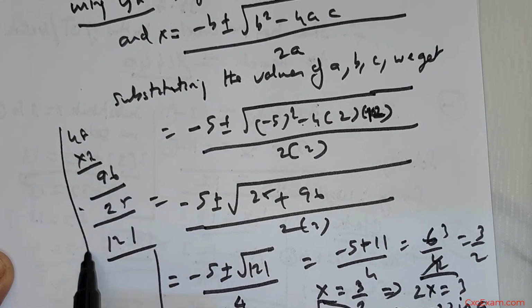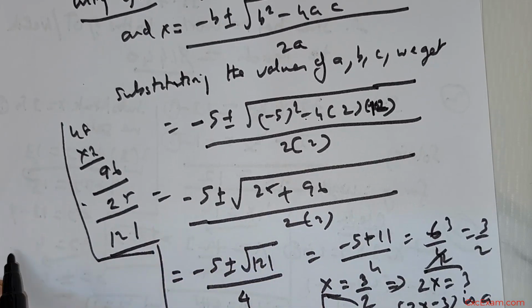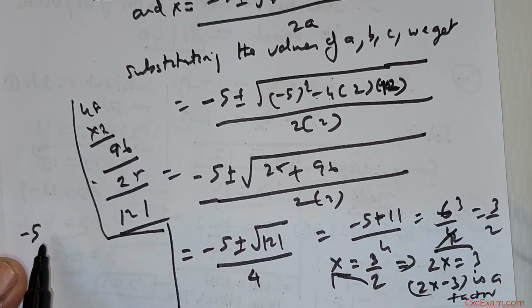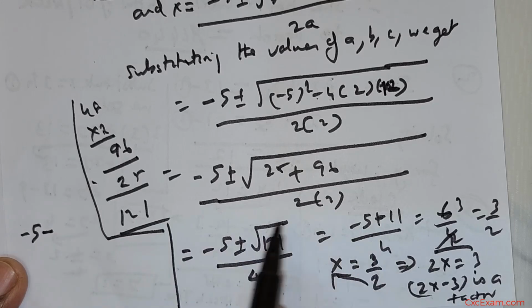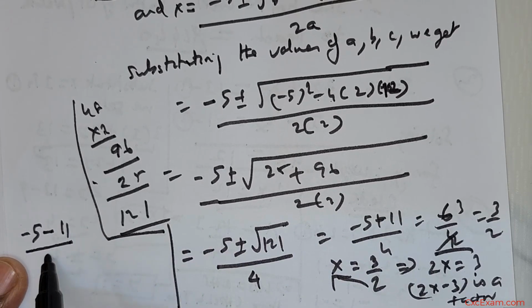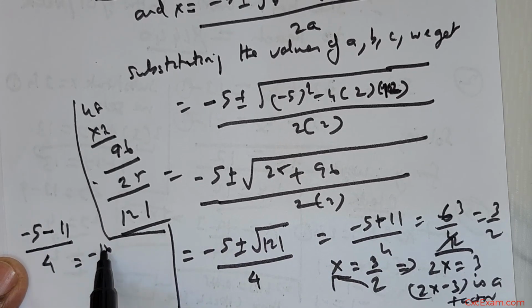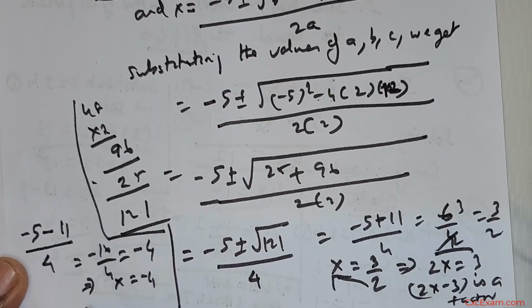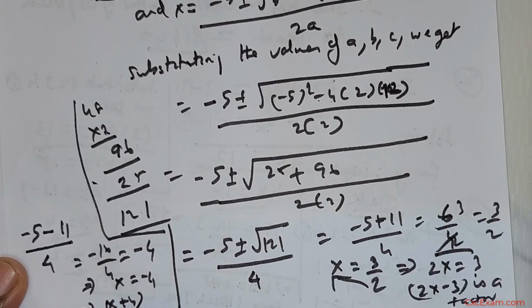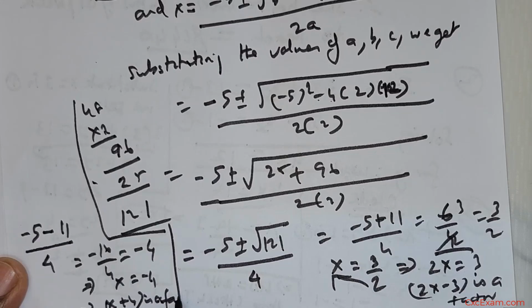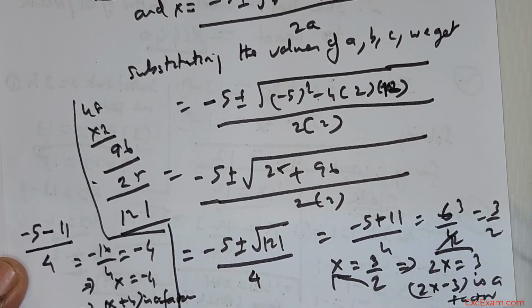Now I want to use this side of the page. So then there's a next value for x. So this is negative 5. This is positive 11. So it's going to be negative 11 divided by 4. This is going to be negative 16 divided by 4, which is equal to negative 4. So the meaning is x is equal to negative 4, which means x positive 4 is a factor. Right. So you got two factors.